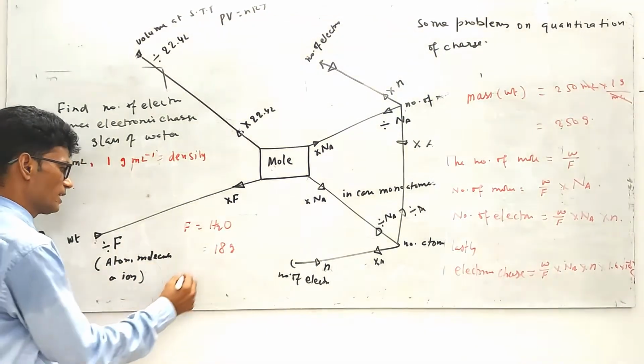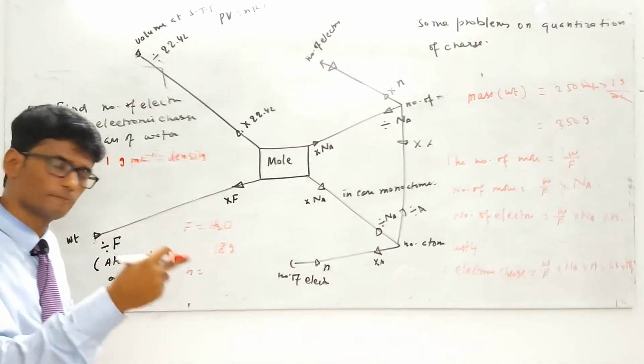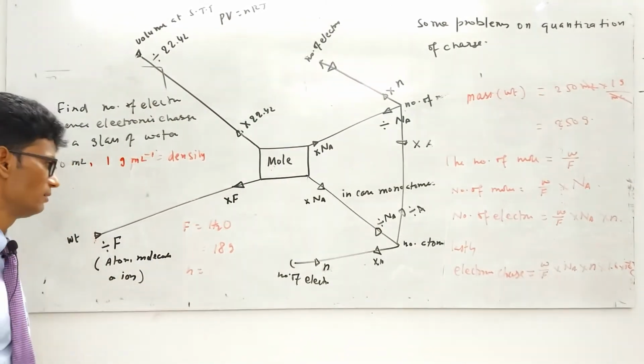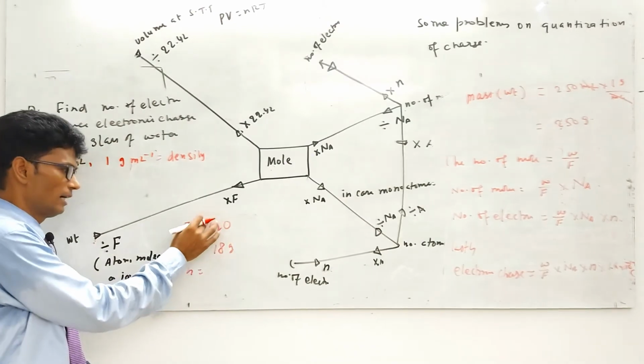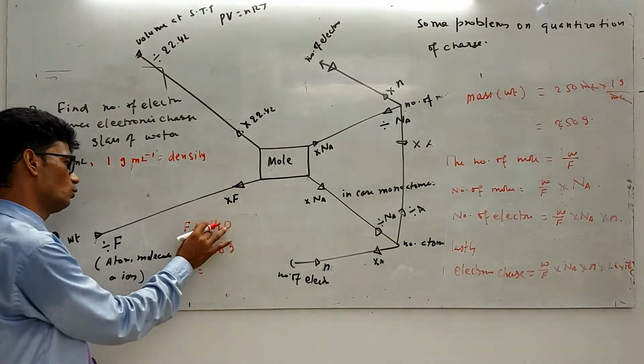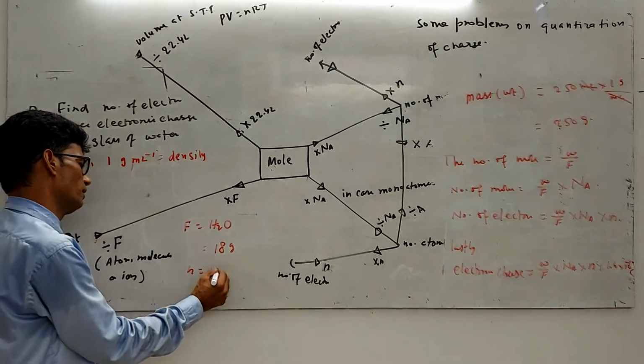That is F. For the small n, the H2O 1 unit means here the unit is a molecule. In 1 molecule, how many electrons? Oxygen has 8 electrons. Hydrogen, each of them 1 electron, so 2. It means 10 electrons, 1 multiplied by 2 plus 8, 10. The small n is also 10 here.